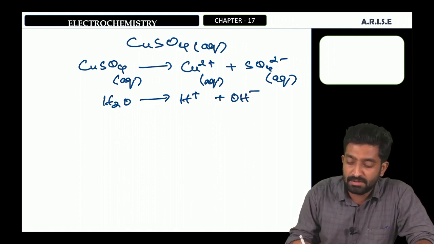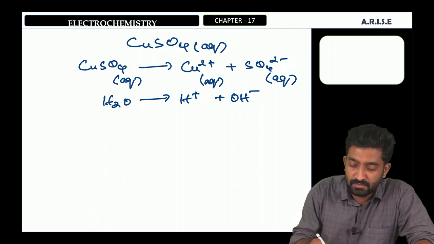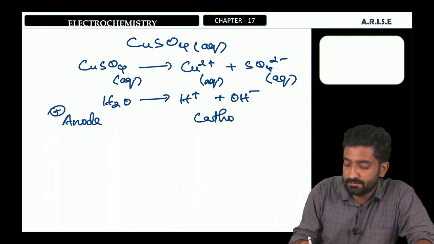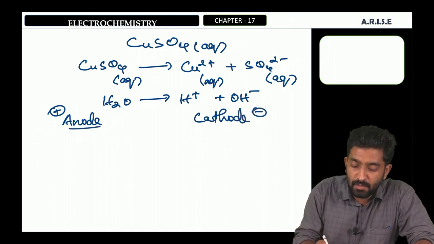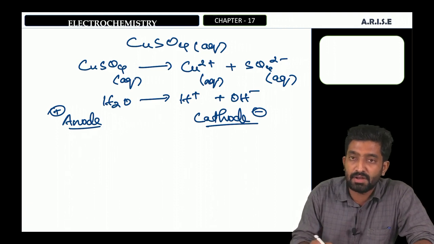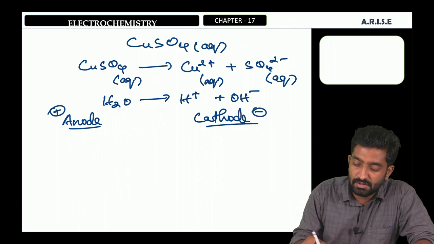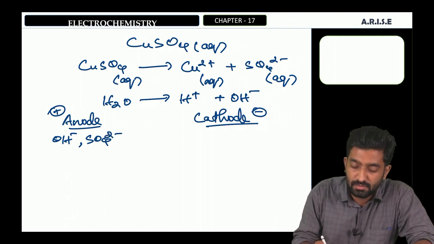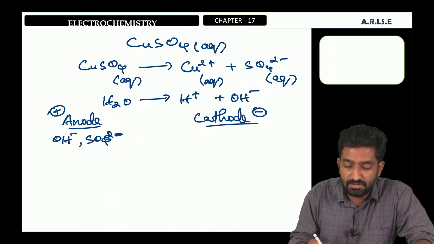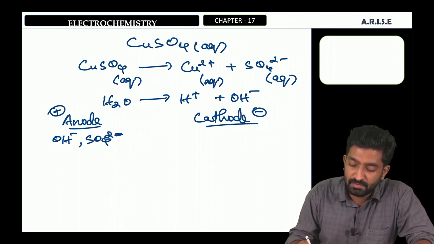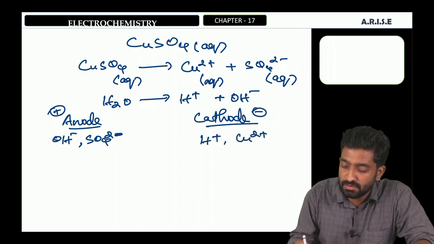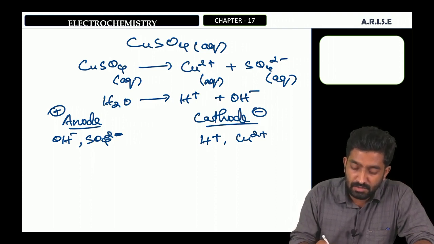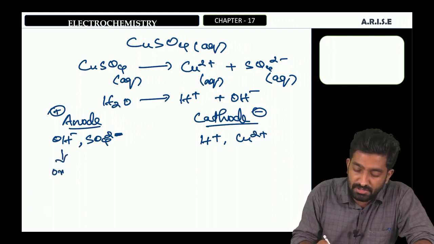Clear? And the reaction is carried out in an electrolytic cell. The electrolytic cell contains anode terminal, that is positive, and cathode terminal, that is negative. Oppositely charged ions move towards anode and cathode. Therefore, at anode terminal, the OH- ions and SO4 2- ions move towards anode. At cathode terminal, the H+ ions and Cu2+ ions move towards cathode terminal. Clear?